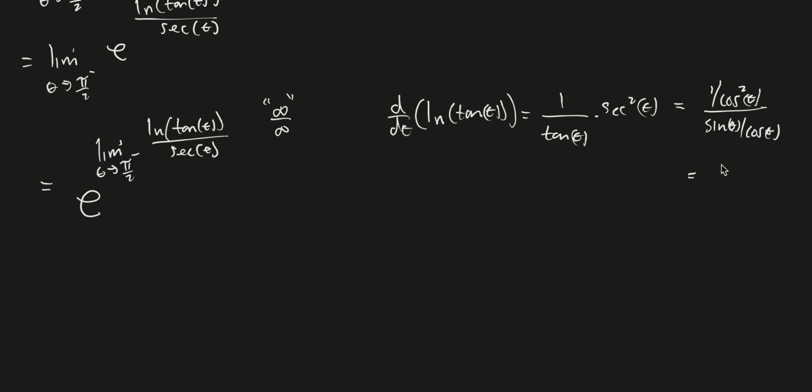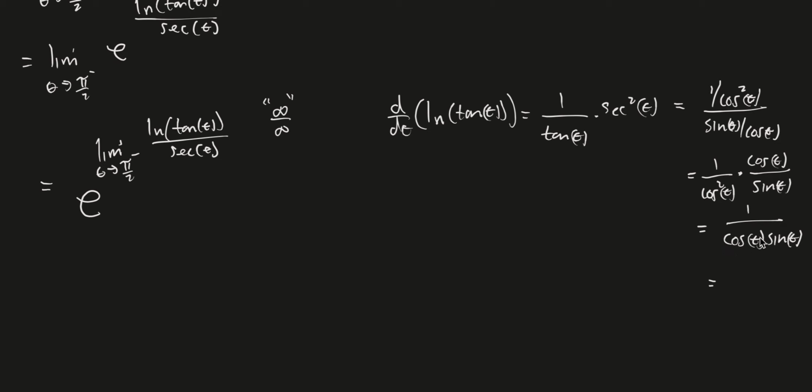Well, let me write it like this: 1 over cosine squared theta times the reciprocal here, cosine theta over sine theta. So we end up getting 1 over cosine theta sine theta. So that's what we end up getting, right? Cosine sine.